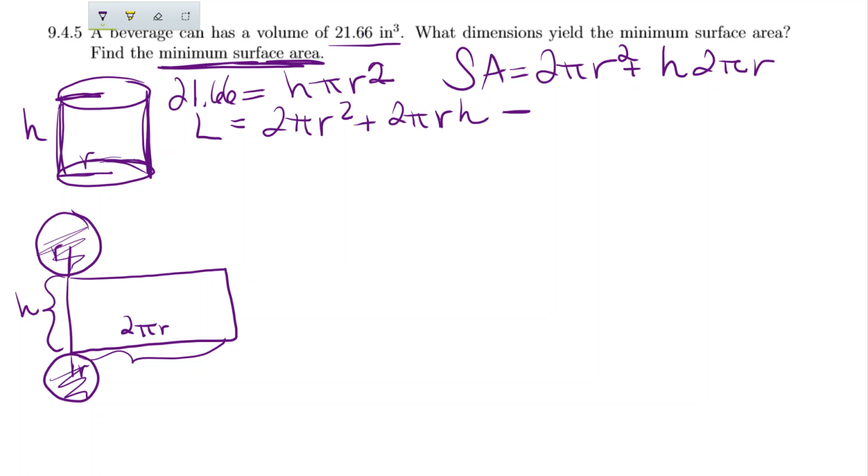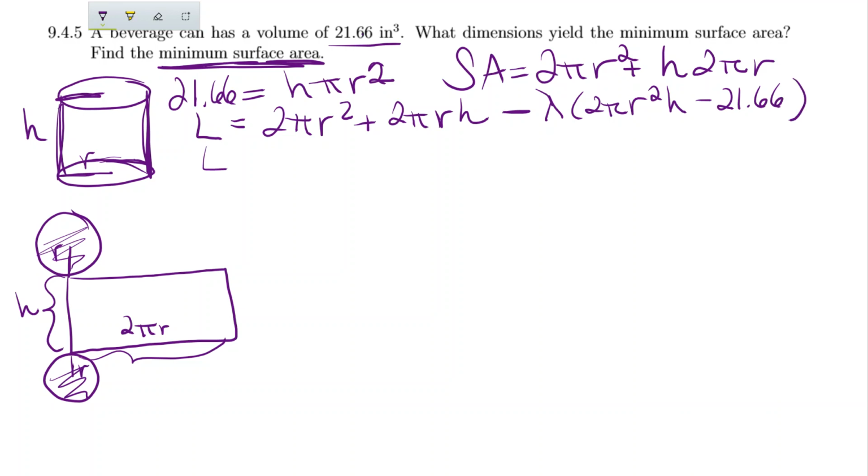Minus my limiting equation. So I have to take this and subtract 21.66 over to the other side. So here you would get pi r squared h, oops, I forgot my lambda, minus lambda times 2 pi r squared. That square doesn't want to come out nice. I'm sorry. h minus 21.66. Don't forget that. It's going to be in there.